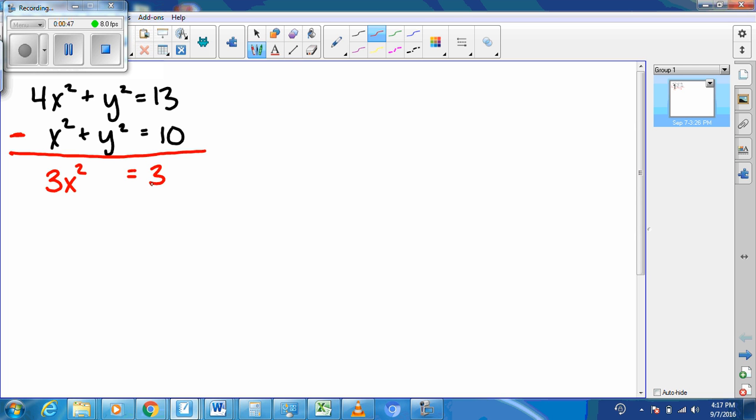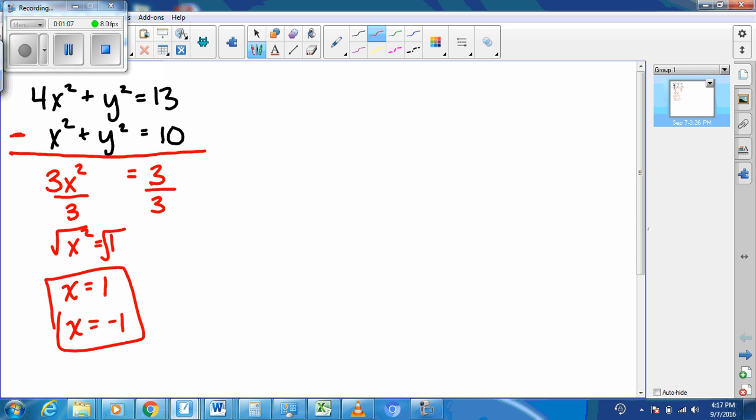So from here, it's just solving for x normally. Divide everything by 3. X squared is equal to 1. And remember, whenever you take the square root of something, you always get a positive and negative value. So you get x is equal to 1, and you get x is equal to negative 1.